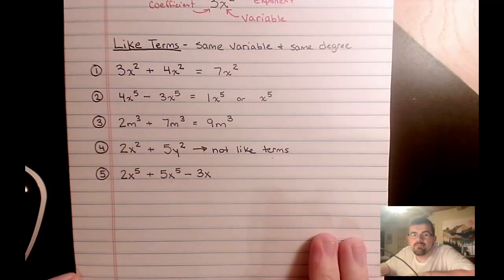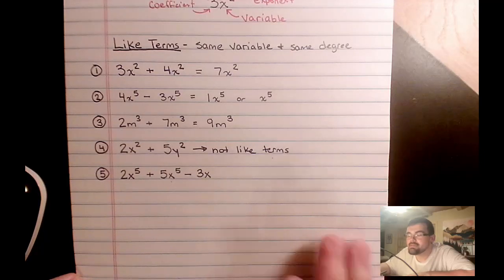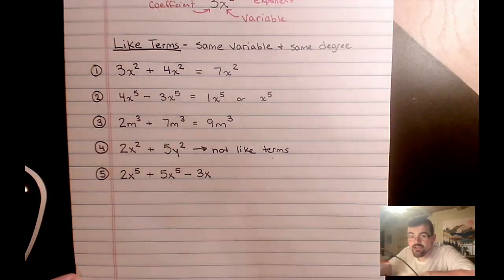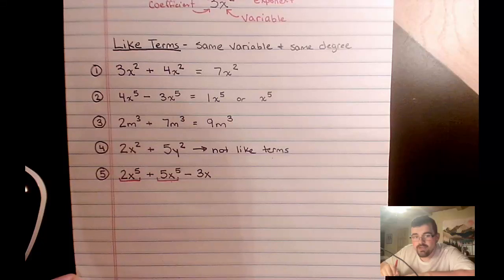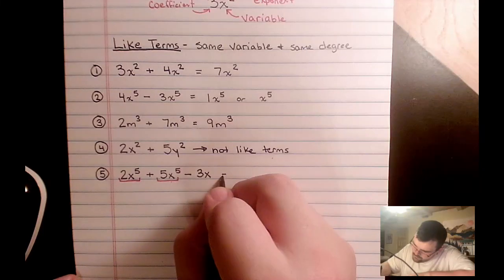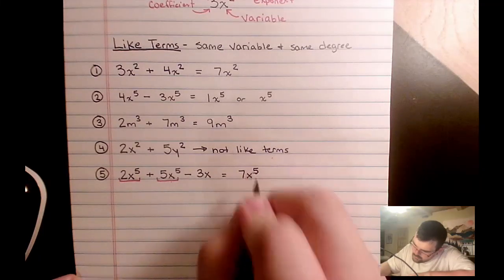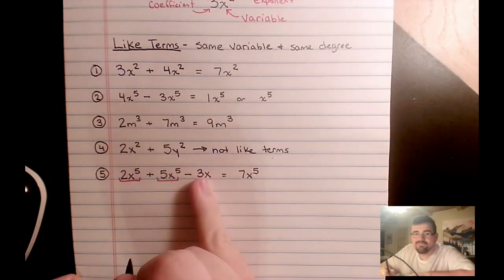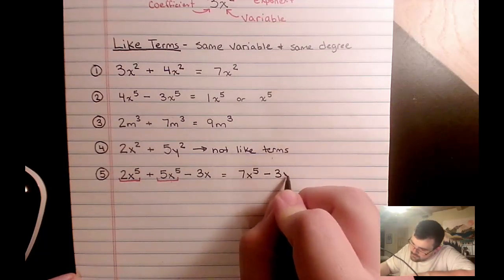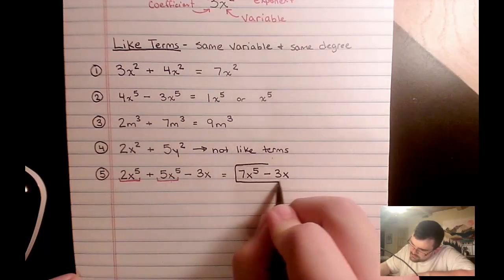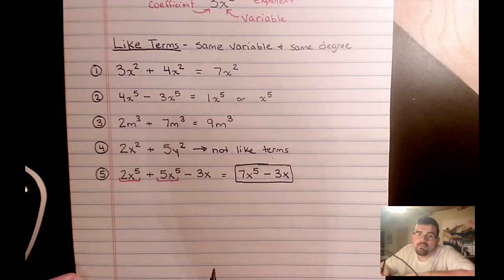2x to the 5th plus 5x to the 5th minus 3x. So we've got two sets of terms here. We've got a 2x to the fifth and a 5x to the fifth. Those are like terms. I'm going to combine those. 2 plus 5 is 7. But this negative 3x, it doesn't have anything else that's a like term with just an x to the first power. So bring it on over. And that would be our answer. Okay.